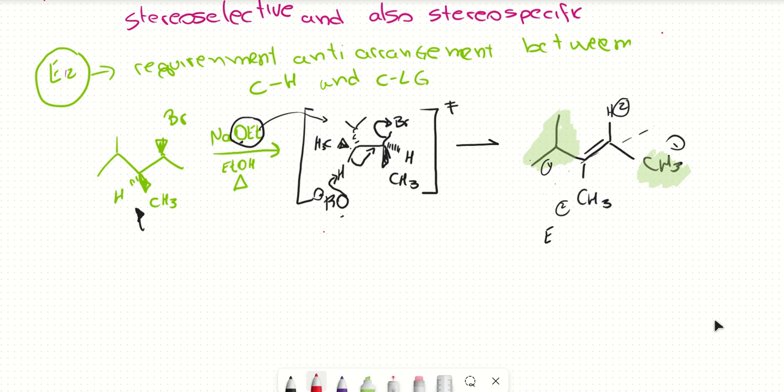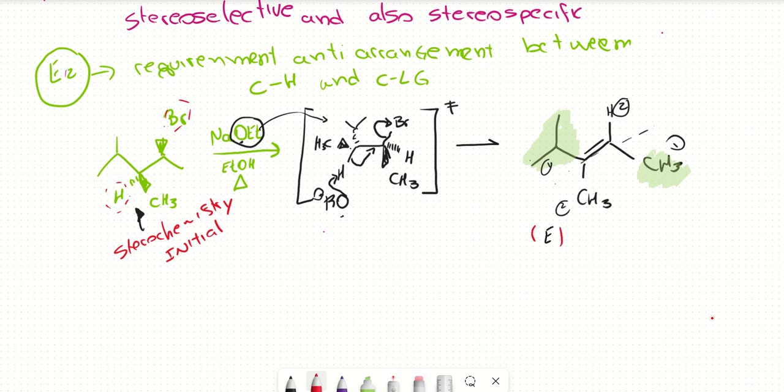Another example would be the E2 elimination, which requires an anti arrangement between the hydrogen and the leaving group, remember that I said? So they need to be in an anti position. I have my hydrogen here and my leaving group over here. When we have our final product, the stereochemistry of my initial molecule will determine the final one.